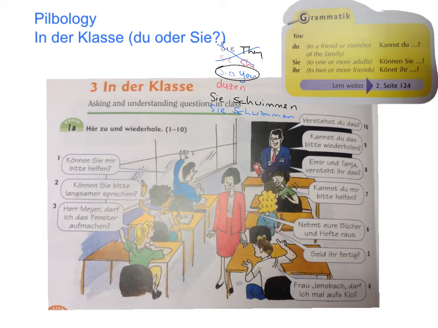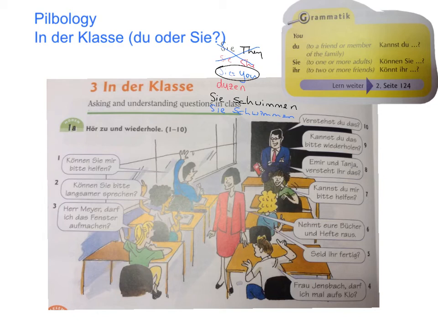Können Sie bitte langsamer sprechen? Practice the pronunciation for this. Können Sie bitte langsamer sprechen? That's an inside joke, because it actually means, could you speak more slowly, please? That's the only kind of thing that a teacher would find funny. I apologize. And also here, Herr Meier, darf ich das Fenster aufmachen? May I please open the window? She's referring to him as Herr Meier, as you would refer to your teacher as Herr or Frau.